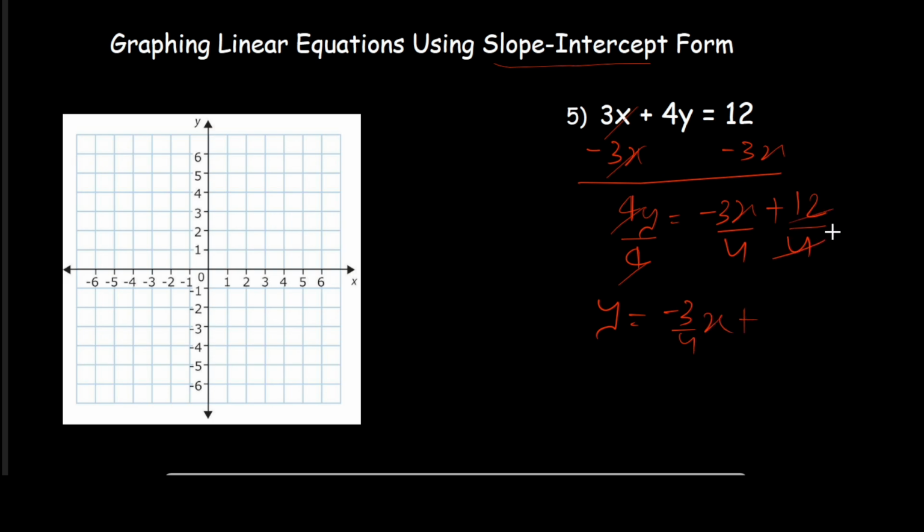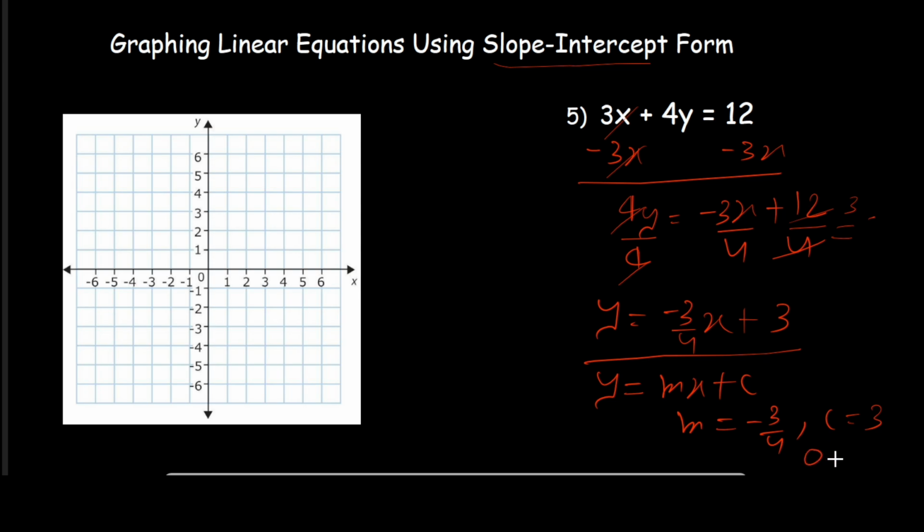4 times 3 is 12, so 12 over 4 is 3. So y equals negative 3 over 4x plus 3. So here is our equation. Now let's compare this equation with the slope-intercept form, which is y equals mx plus c. If we compare, it gives us m equals negative 3 over 4 and c equals 3. So we have the y-intercept which is 0 comma 3, and we have the slope as this.